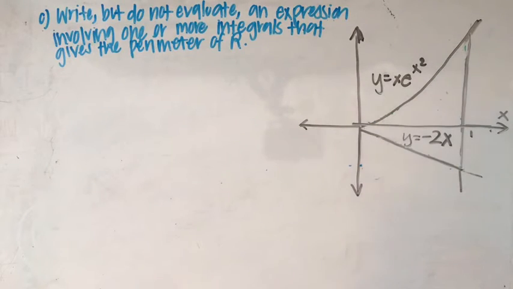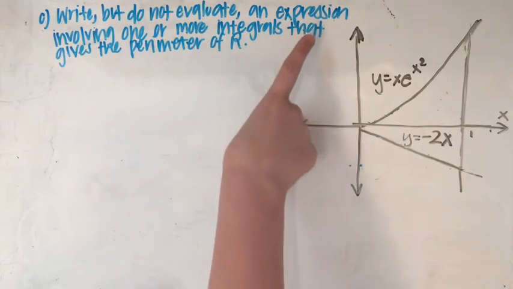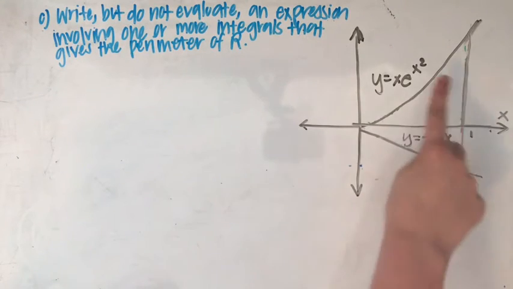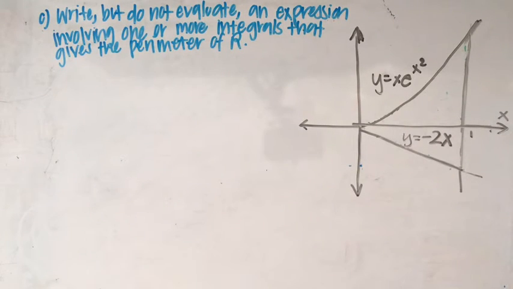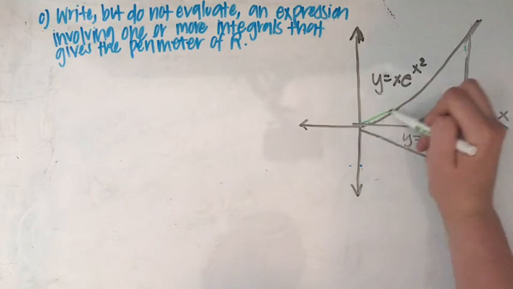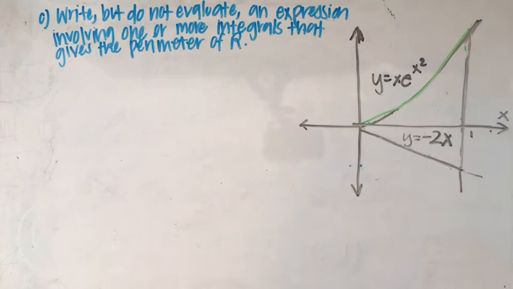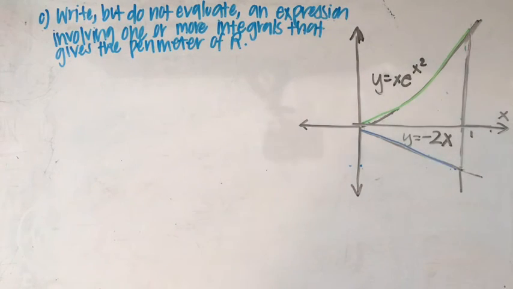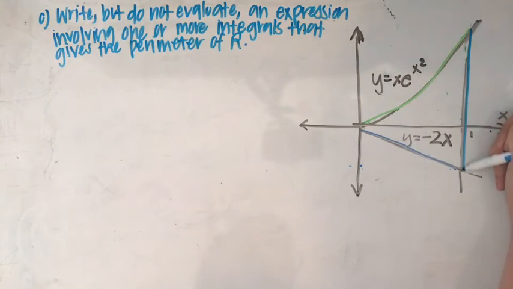Third part of this FRQ, and the final part of this FRQ, we want to find an expression that gives the perimeter of R, which is this region. So in order to do that, we're going to have to find the length of this, the length of this, and the length of this. So let's start with the easiest one.